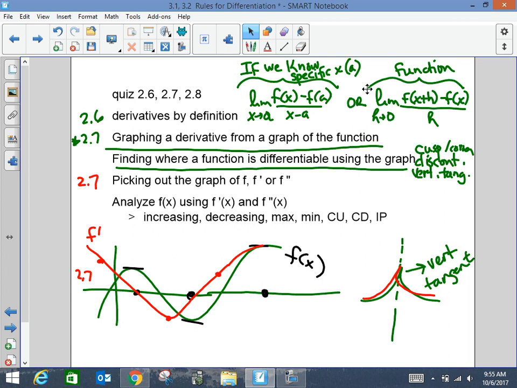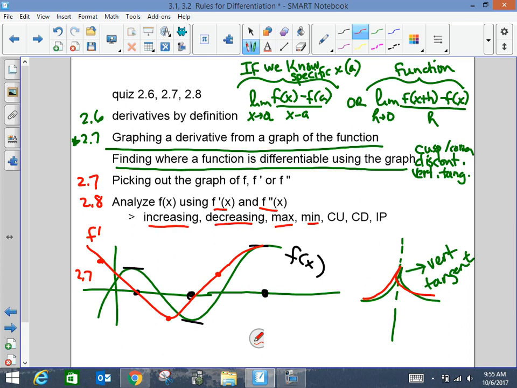Okay? All right, and then 2.8, we did just now, finished it up. Using F prime and F double prime, we could go any which way with this. You could find increasing, decreasing, max, min of F. We usually don't talk about a max of F prime. So, I'm guessing around 30 points in the minor category. That would be my goal. It may not be exactly, but it'll be close. Okay? Any other questions?